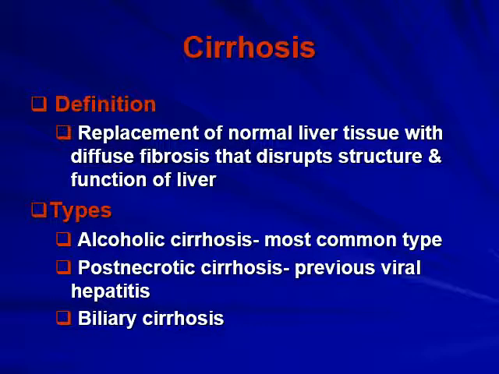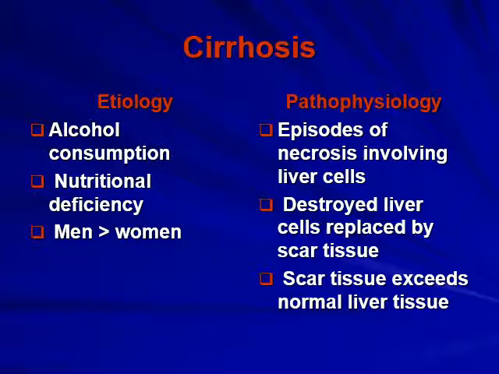Okay, as far as cirrhosis, it is chronic scarring of the liver, and it's irreversible, and it's a chronic liver disease, and basically the most common type is the alcoholic cirrhosis that unfortunately we see a fair amount of, and you will likely run into in your career. So we'll focus on cirrhosis. Again, the primary risk factor and causative agent is alcohol consumption. Men greater than women. Basically, we have destroyed liver cells that are replaced by scar tissue, and then the scar tissue exceeds the normal liver tissue.